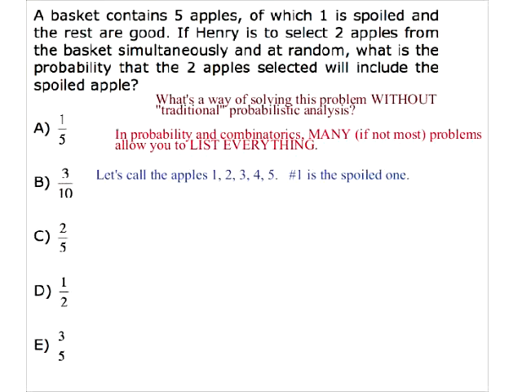So we can just list all of the ways of making 2 apples. Well, 1 and 2, 1 and 3, 1 and 4, 1 and 5. 2 and 3, 2 and 4, 2 and 5. 3 and 4, 3 and 5, 4 and 5. That's a really short list, right? That was very quick.